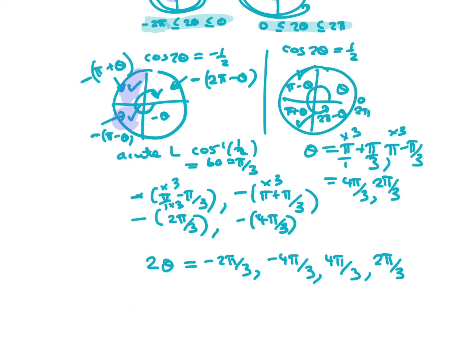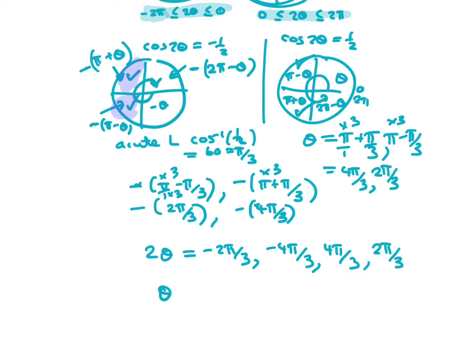Now to get theta by itself, we need to get rid of the 2, so we have to divide everything by 2. So when we divide all of these by 2, that's the same as multiplying by a half.